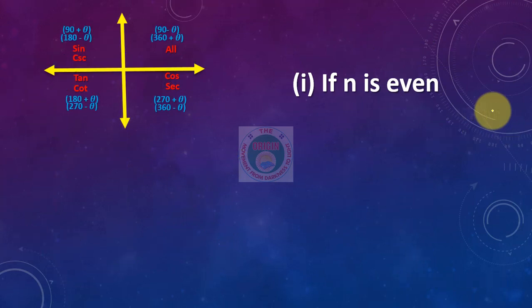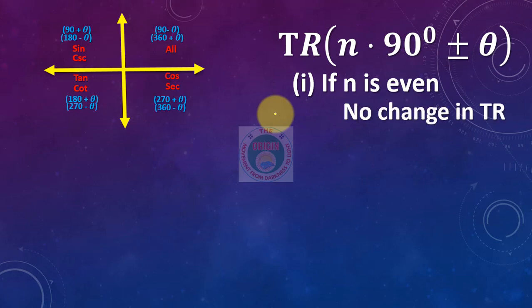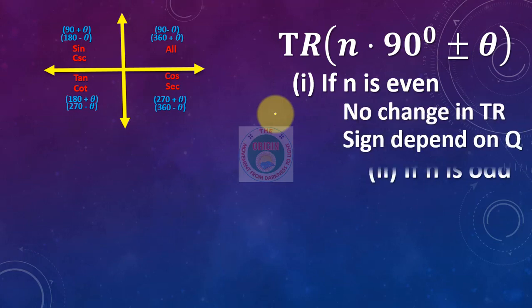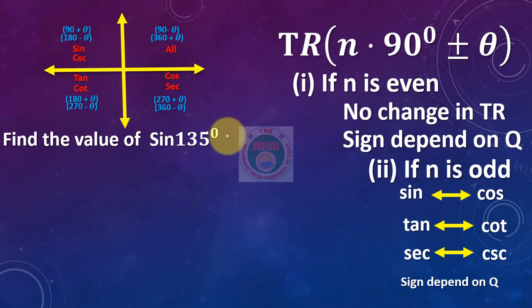Okay. Coming to the example problem here. Same concepts are repeated here. Sign depends upon the quadrant and n is odd. Sin cos, tan cot, secant cosecant. Now, the problem is, find the value of sin 135 degrees. Sin 135. So recollect the table once: you have the basic angles 0, 30, 45, 60 and 90 degrees. These are the basic angles, basic values.